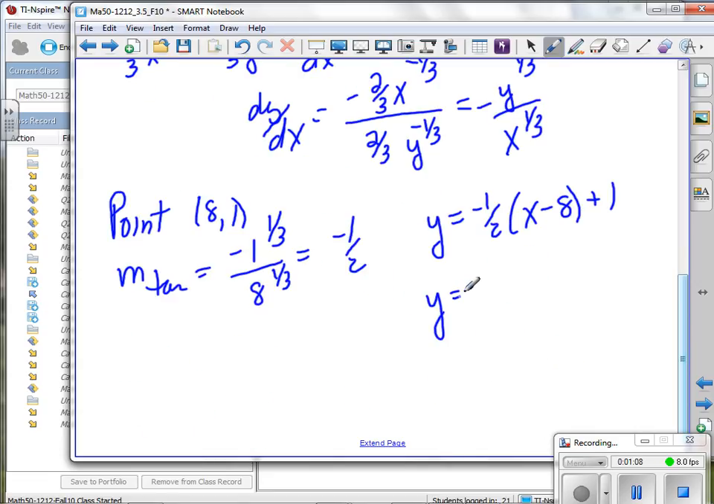So we have y equals -1/2 x, let's see, this is going to be plus 4, plus 1. Okay. Now again, I'm trying to move through this so we can get to section 3.7 yet. And so my next thing I would love to do is say, let's get on the Inspires and let's try them out. Let's put that equation in.